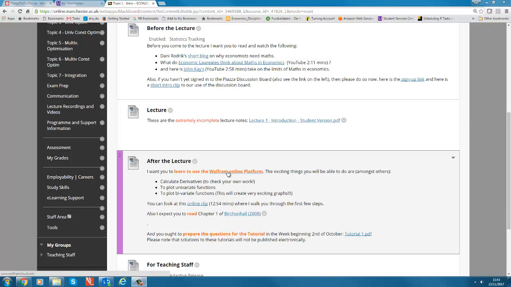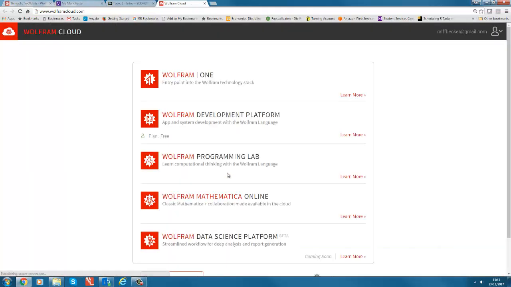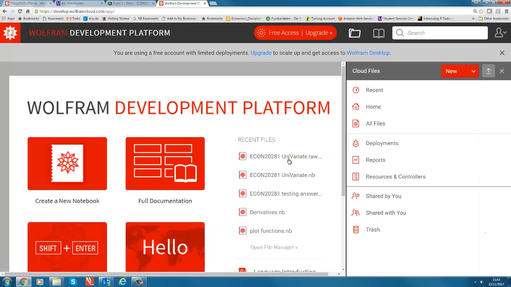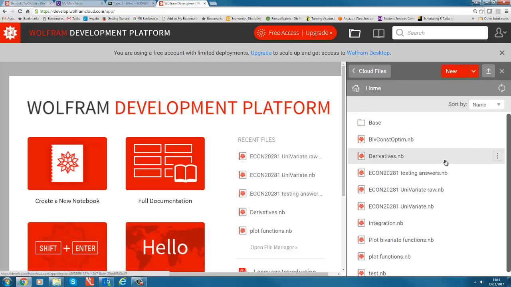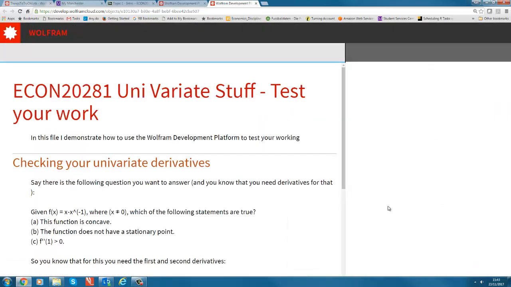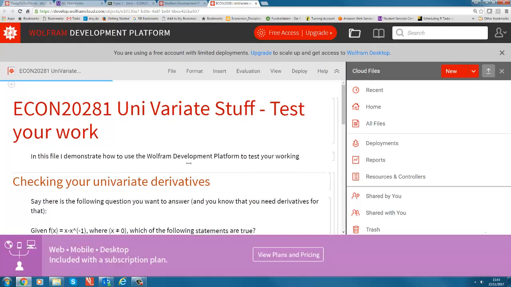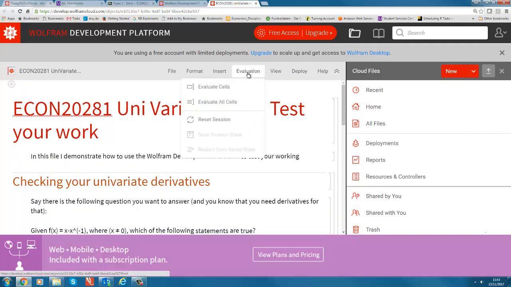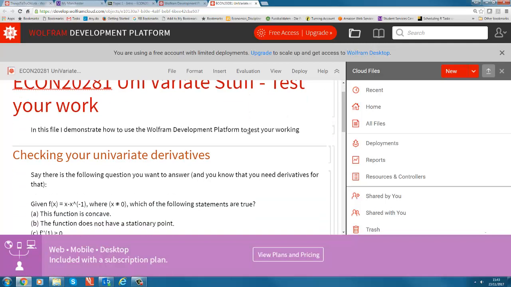So let's just go to the Wolfram Online Platform, and we go to the development platform. Okay, and I have a number of files which I've already used. They're all in my home directory, and I go to this one, Univariate. Okay, so sometimes when you return to a file, if you've done some work and you previously did something, it's possibly good to go to reset session.